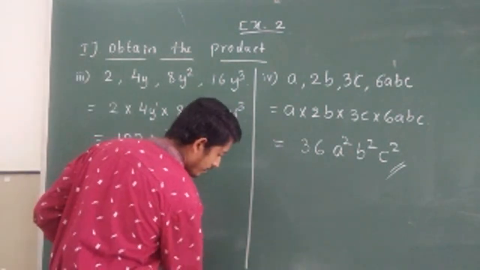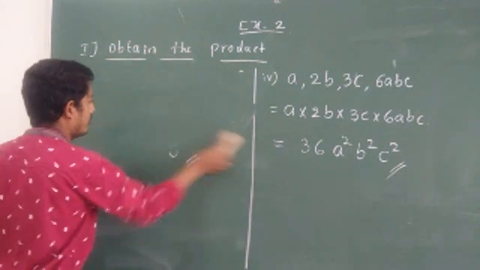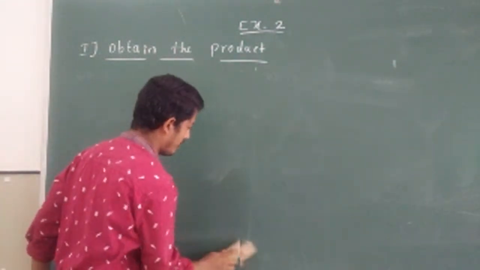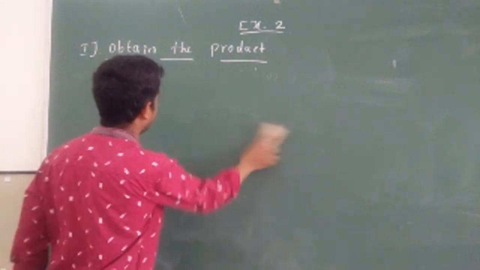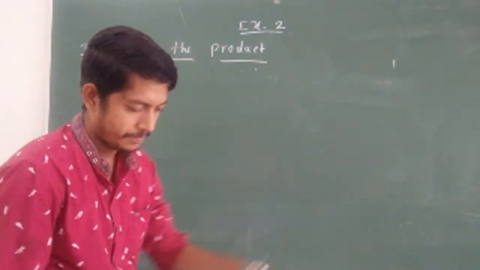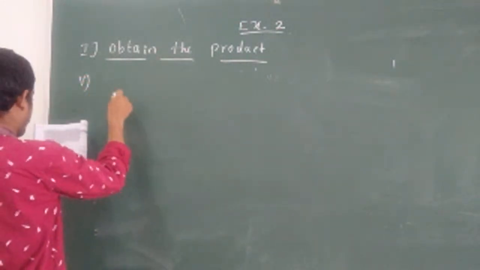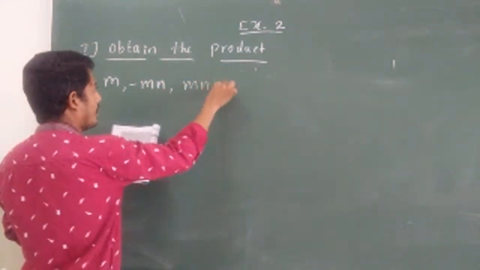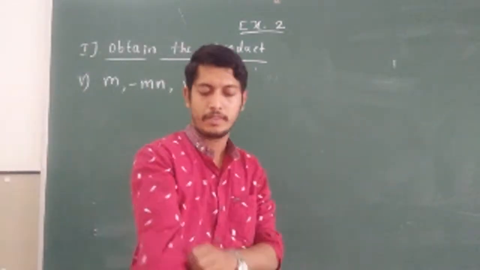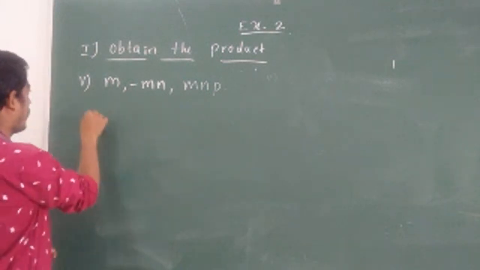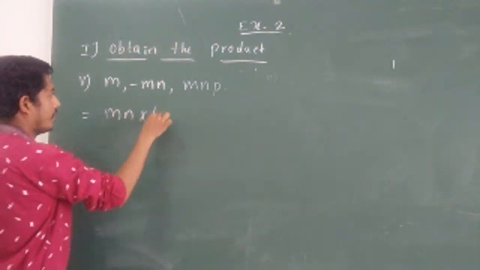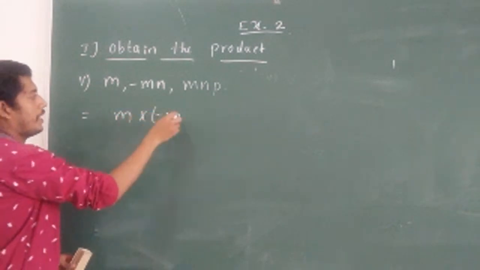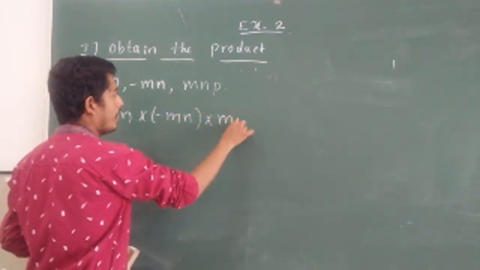The next one. M into minus mn into mn. The first step is that we have to write the terms with the multiplication sign. First one is m, into minus mn into mn.